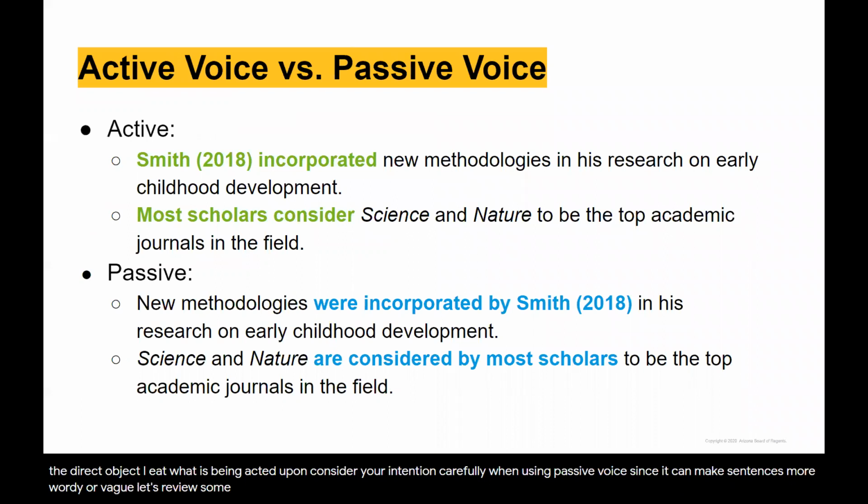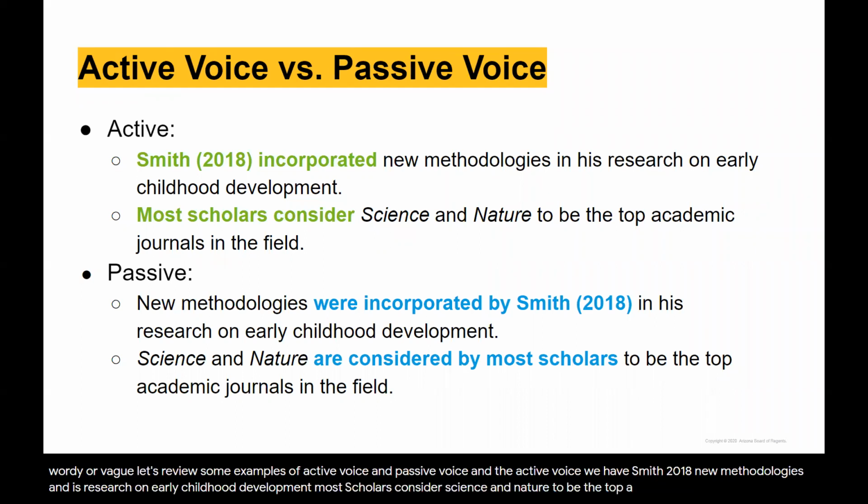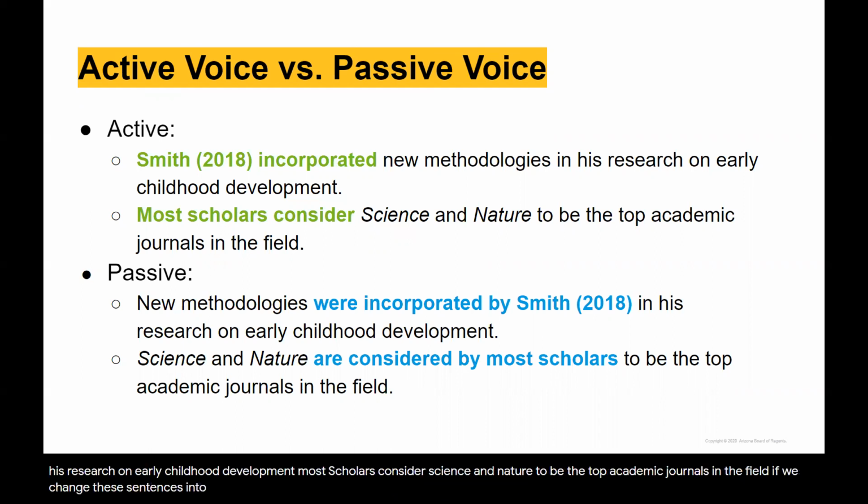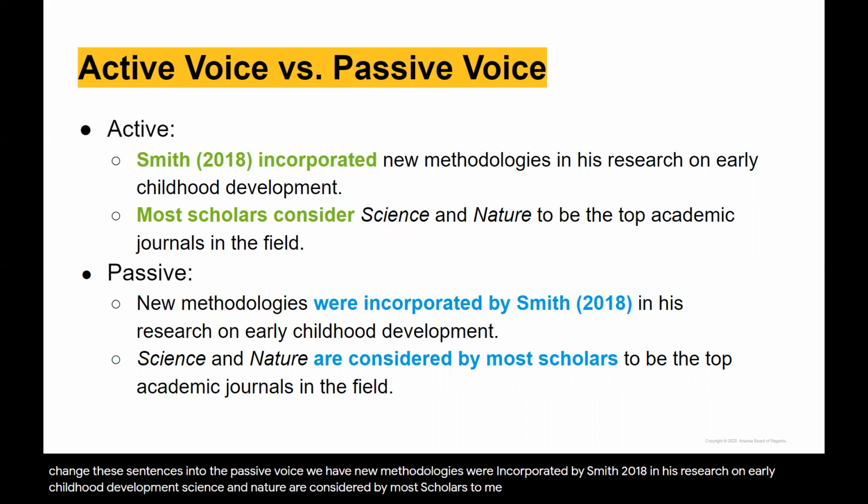Let's review some examples of active voice and passive voice. In the active voice, we have Smith 2018 incorporated new methodologies in his research on early childhood development. Most scholars consider Science and Nature to be the top academic journals in the field. If we change these sentences into the passive voice, we have new methodologies were incorporated by Smith 2018 in his research on early childhood development. Science and Nature are considered by most scholars to be the top academic journals in the field.